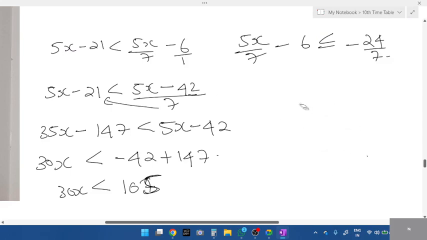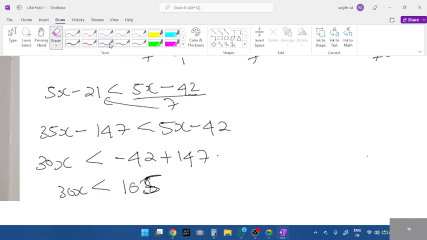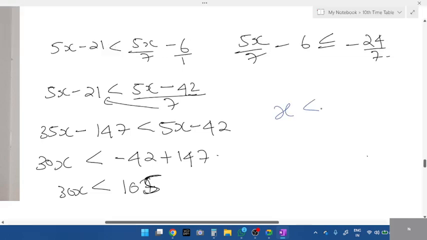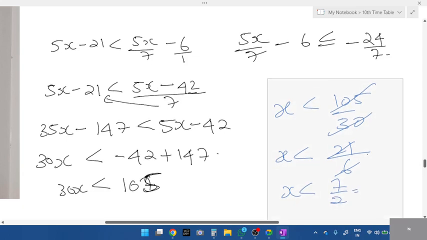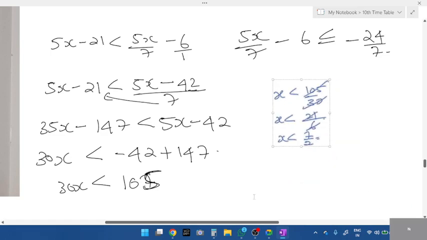Then what is the x value? 105 divided by 30. Use the 5 times table. 21 divided by 6. Then if you use the 3 times table, what do you get? x is less than 7 divided by 2, that is 3.5. Is it clear? All of you got this answer?